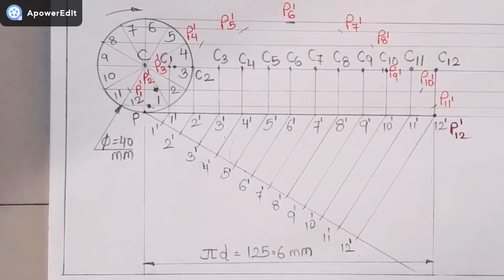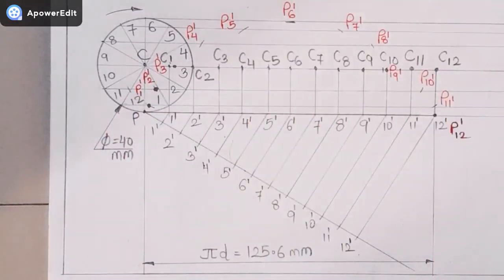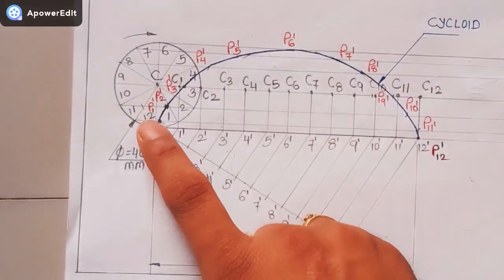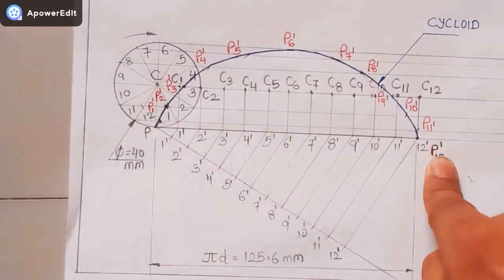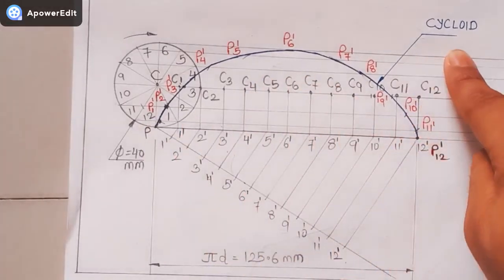As you can see, I have got all the points starting from the point P1 dash up till the point P12 dash. Now, the last procedure is to draw a smooth arc joining all the points to get your curve that is called a cycloid. As seen in the figure, I have joined all the points starting from point P1 dash ending up till point P12 dash by a smooth curve, and I have named the curve as cycloid.